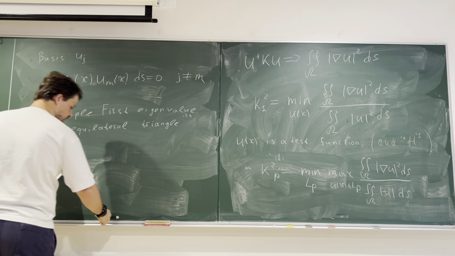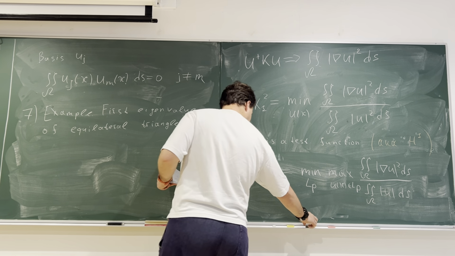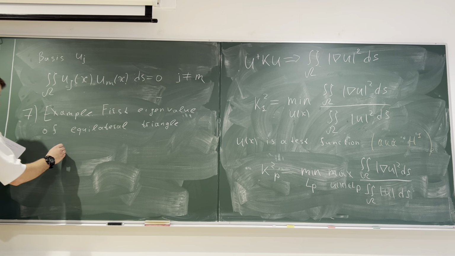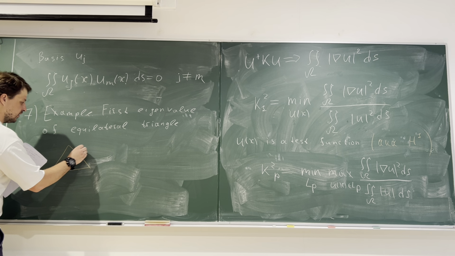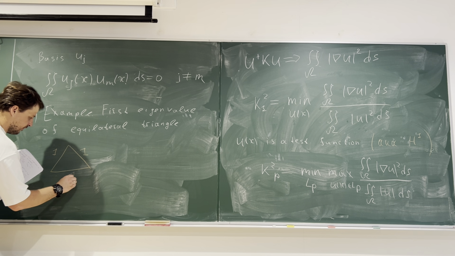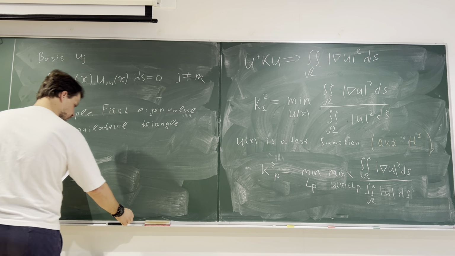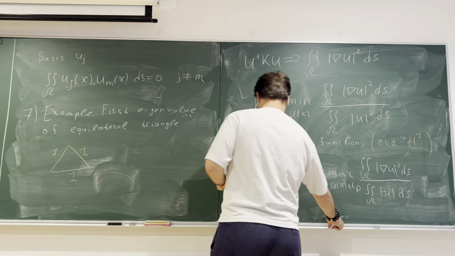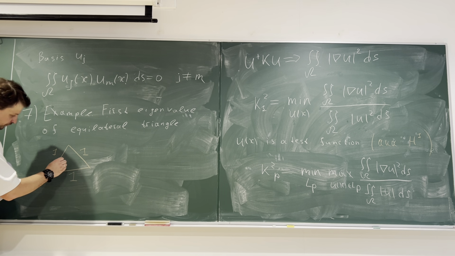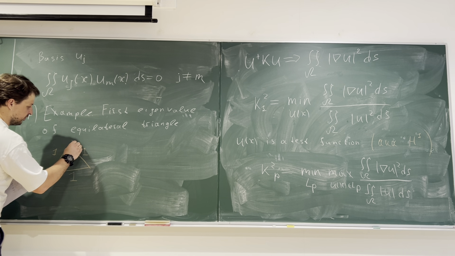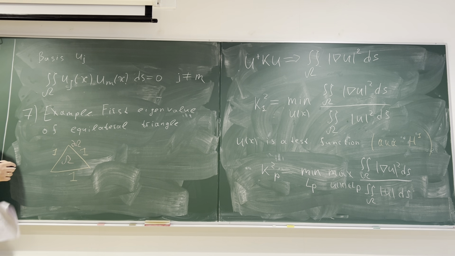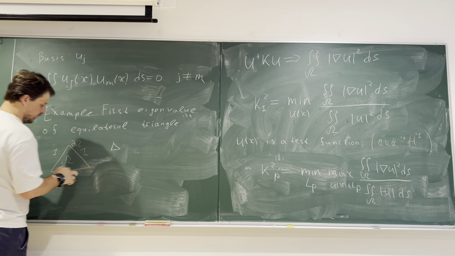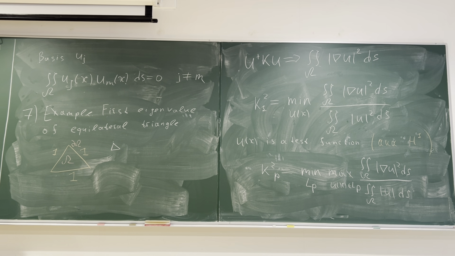So what's the geometry of our problem? Can you see the triangle? The sides are 1, 1, 1. So this is our omega inside, and this is our boundary. And this, of course, is an equilateral triangle. My drawing is just ugly.